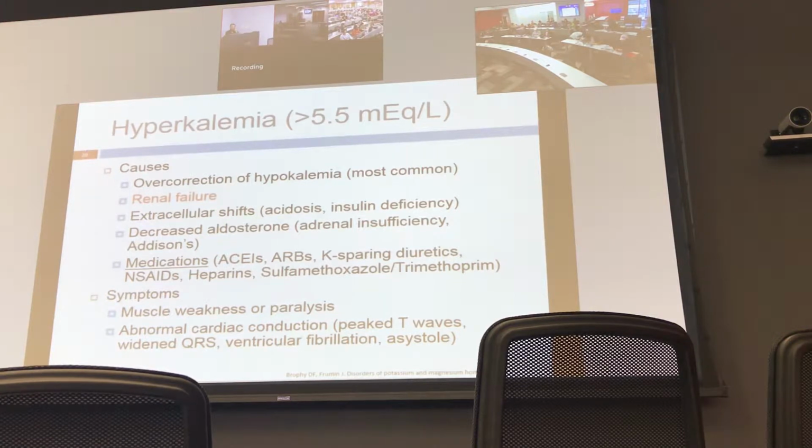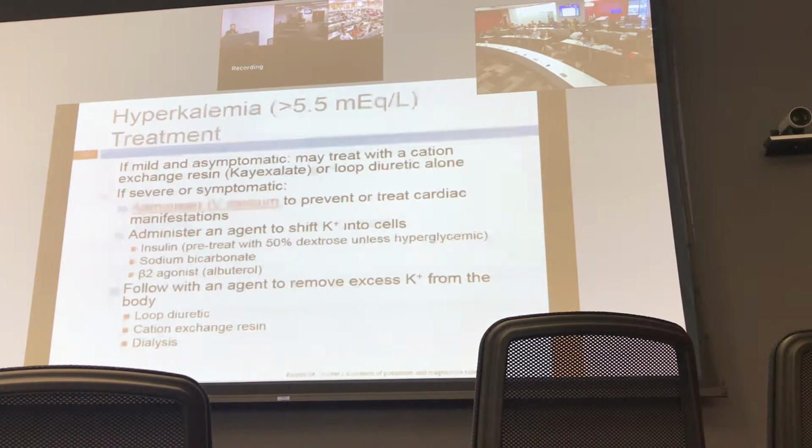And in that case, under severe, you'll see the first medication that you want to give is IV calcium. Calcium does not affect potassium levels in your blood in any way. You will be asked that when you're on rotations. Do not be tricked by it. It doesn't change potassium levels. It antagonizes the effect of potassium on the cardiac membrane.